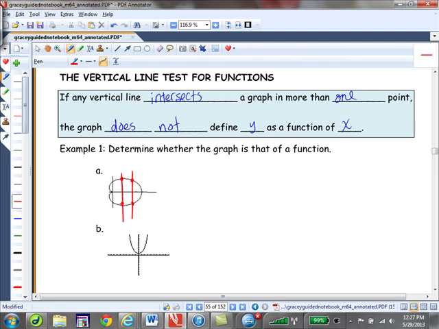We end up crossing in 2 points. So this guy is not a function. What about part B? So do you see I only hit one point wherever I choose to draw a vertical line? So therefore, this guy is a function.